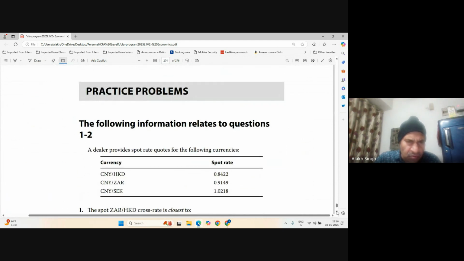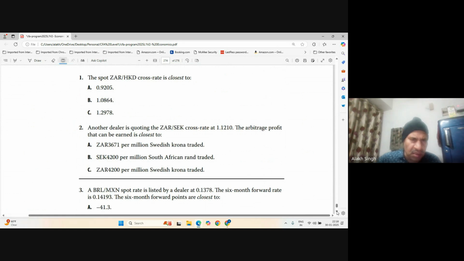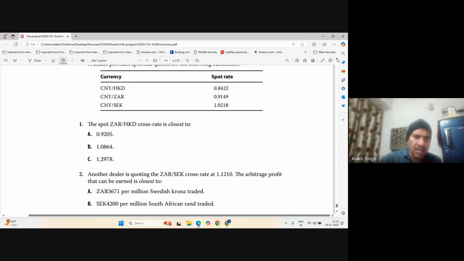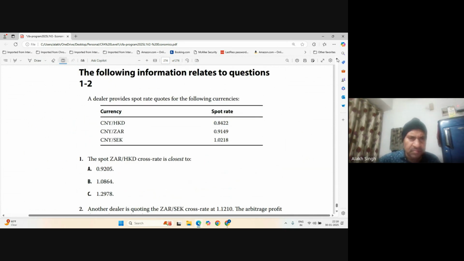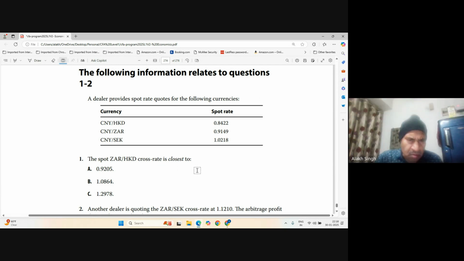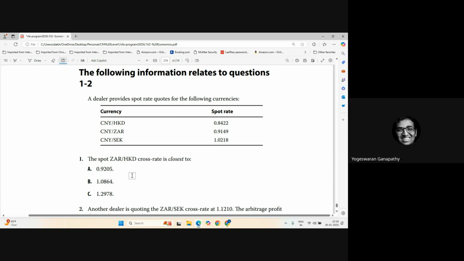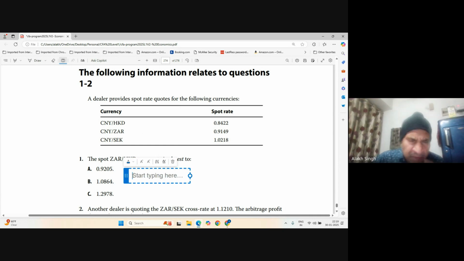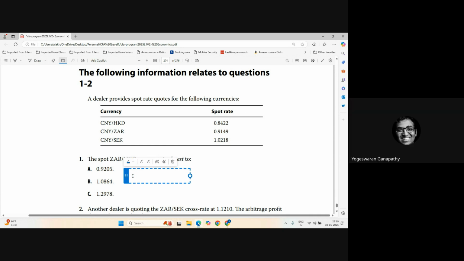Now, only two questions? No, there are more questions. Only part one for questions 1 and 2. The spot ZAR by HKD, then the ZAR by HKD cross rate: 0.8422 divided by 0.9149. Okay.